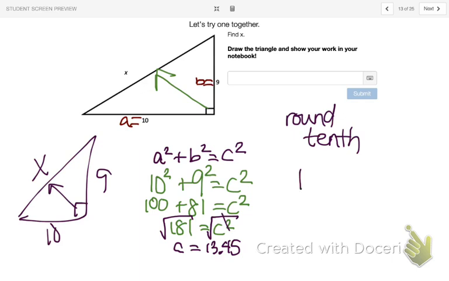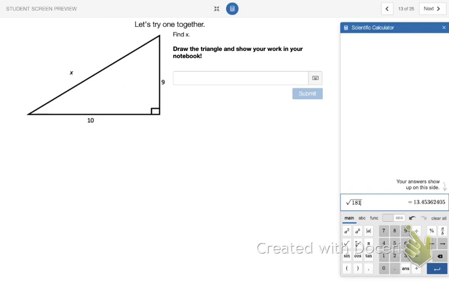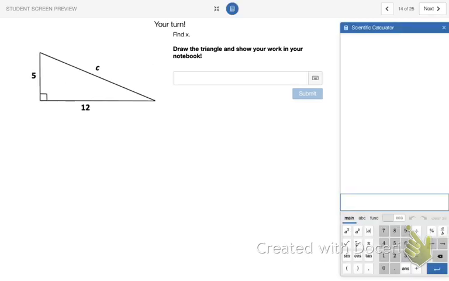Okay, so 13.45 would actually round to the 13.5. So that's what you put in here, 13.5. But this is what you should have in your notebook. All right, let's go to the next one. You guys are going to try it on your own. So draw this triangle, try it on your own, and then you're going to check your answer with me.